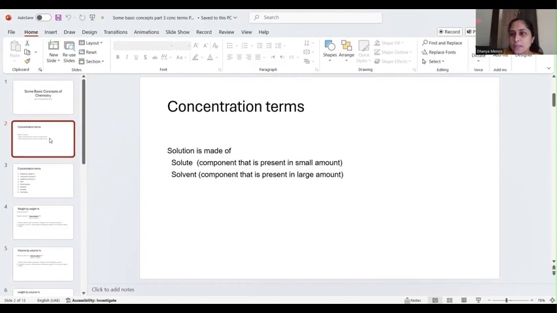Concentration terms. Before we study the concentration terms, whenever we talk about solutions, a solution is always made up of two components, solute and the solvent. These are the components of a solution. There can be many solutes, but solvent is always one. So let's check out.